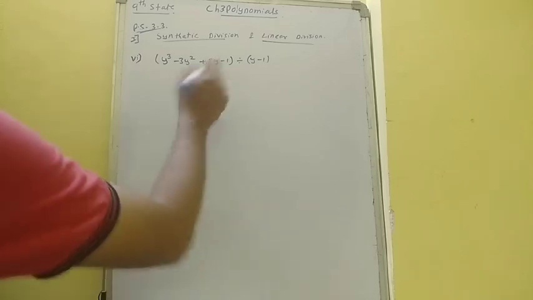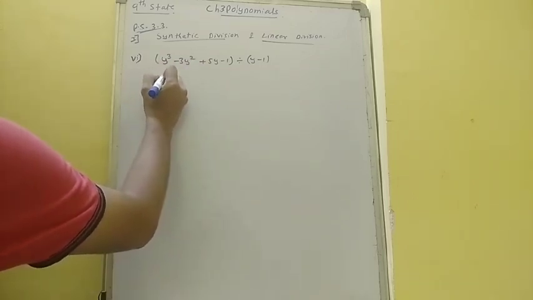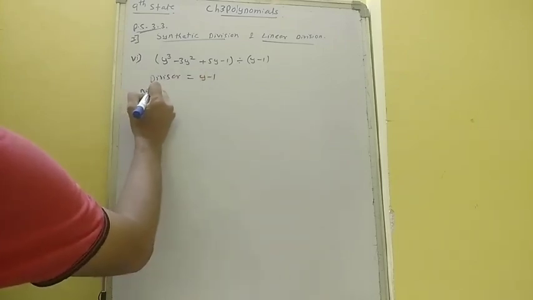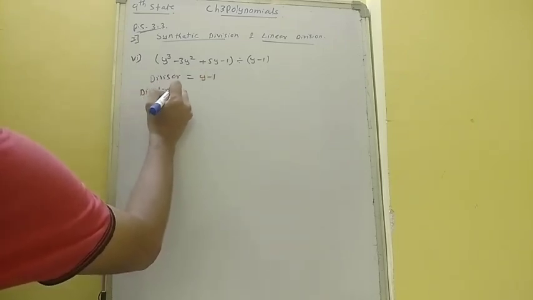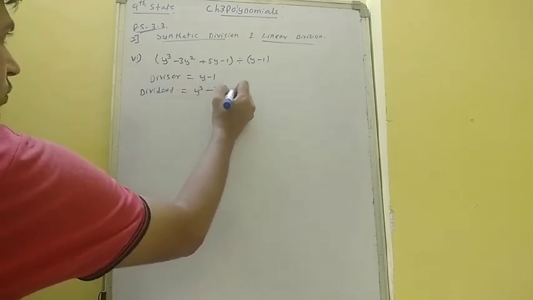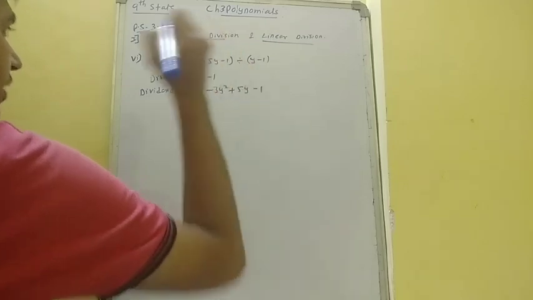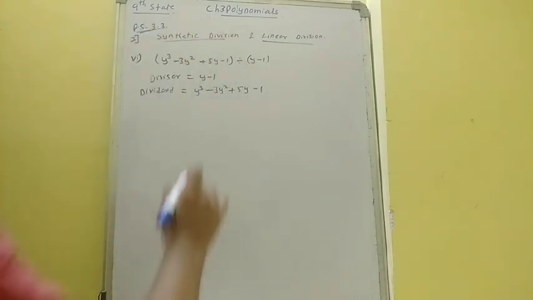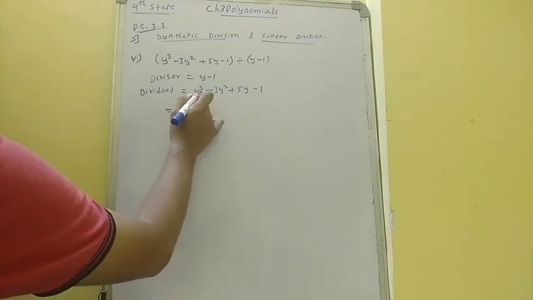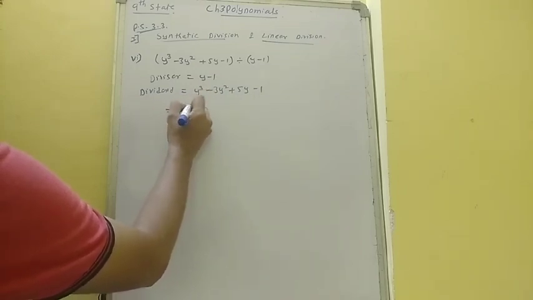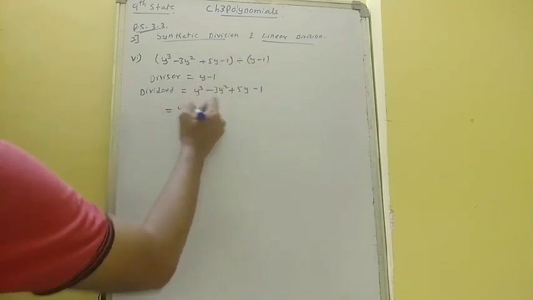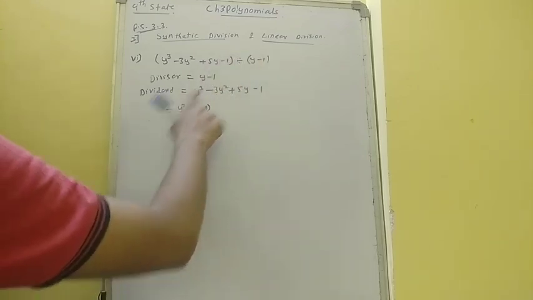Okay, again we have divisor as y minus 1 and dividend as y cube minus 3y square plus 5y minus 1. Okay, so you write this dividend in terms of y minus 1. So to get y over here, I will take common as y square. So I will have y and this minus 1. Okay, we are writing this divisor.